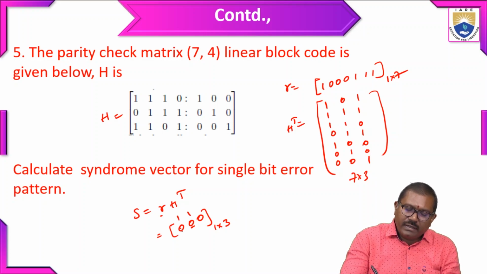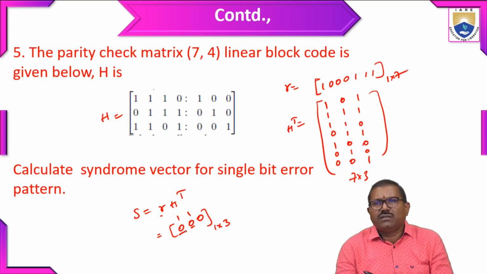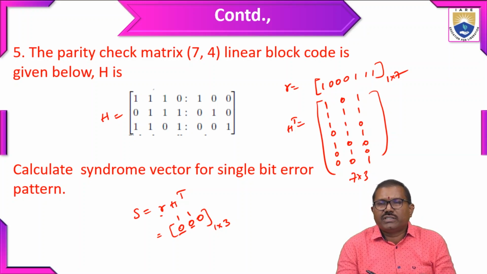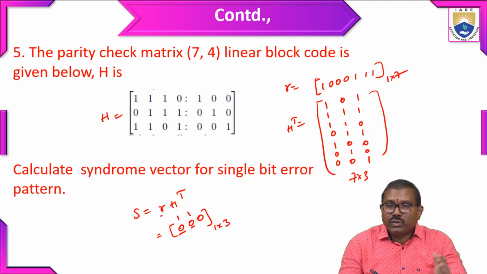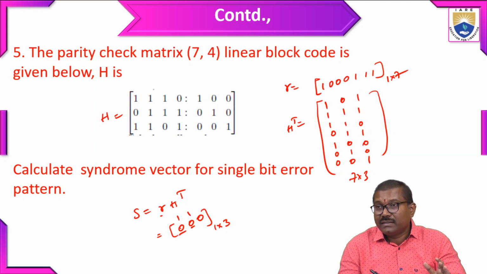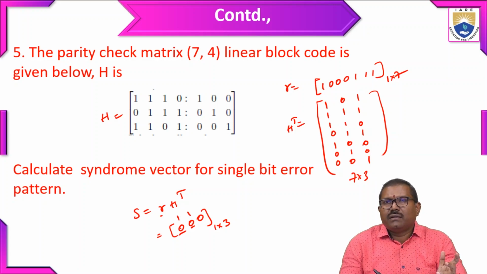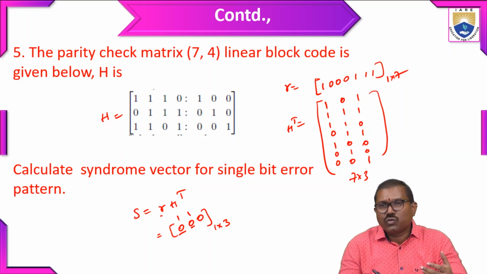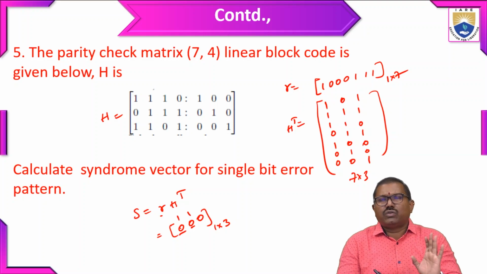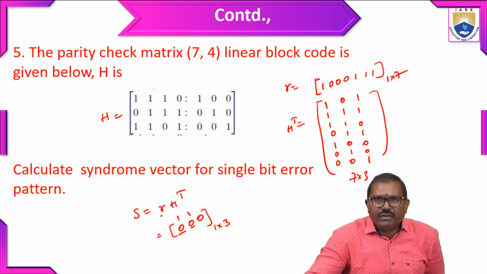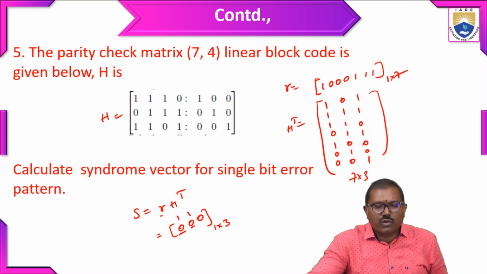Or if it is located at the first position, then it also indicates that the first position is in error. In the previous problem, we have seen how many errors can be detected, and that is based on the minimum weight of this code. So we can detect 2 errors, and we can correct only 1 bit error. In this way you can identify all these syndrome patterns.